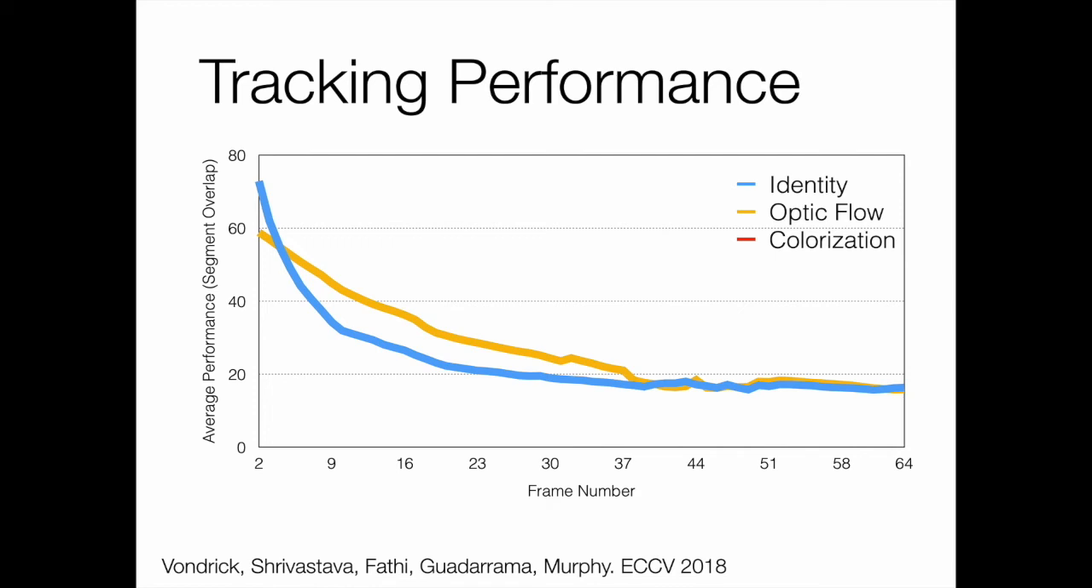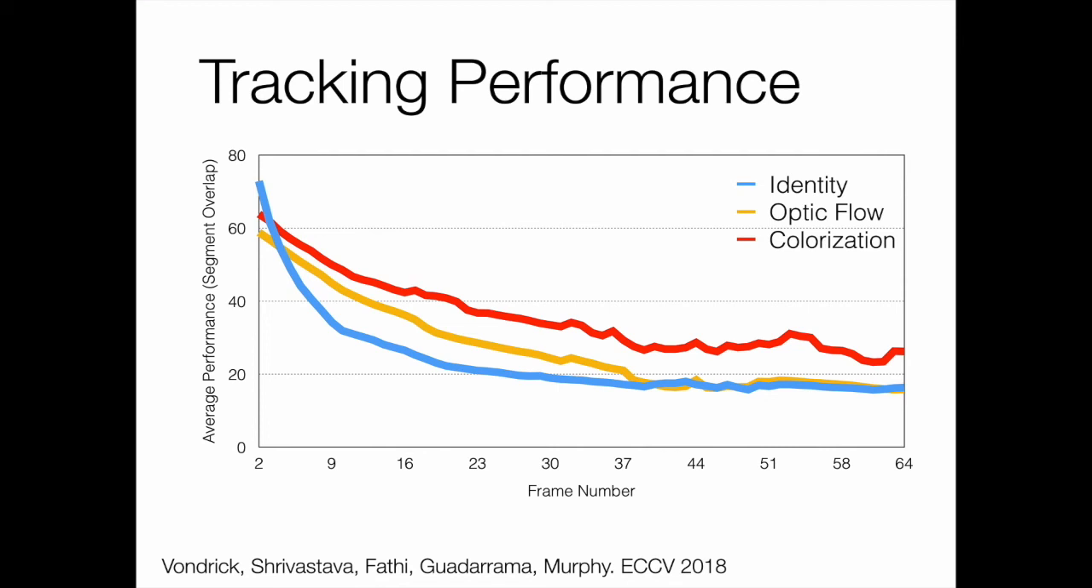And so this, of course, beats the naive baseline of the identity here. But it's still hard. Davis is a pretty hard data set. Okay, and so here's what the model on colorization does. Because it's trained on so many videos with so much diversity, it's actually fairly robust to a lot of the complexities that you'll have in tracking, whether it's scale change or occlusion or deformation. And so this is able to outperform these baselines.